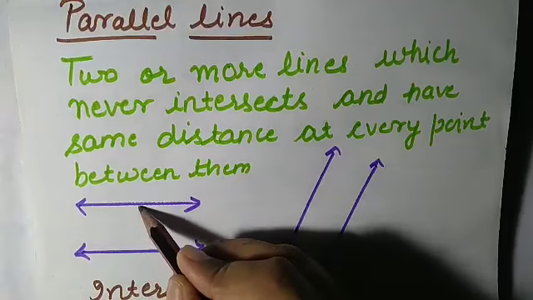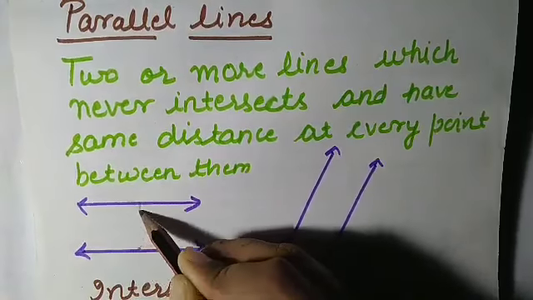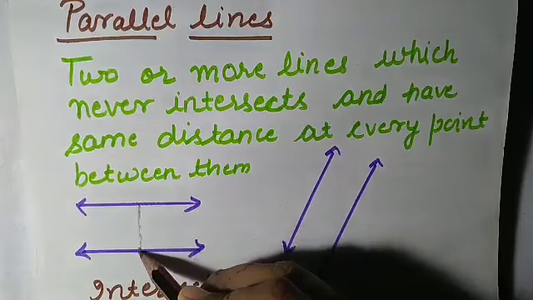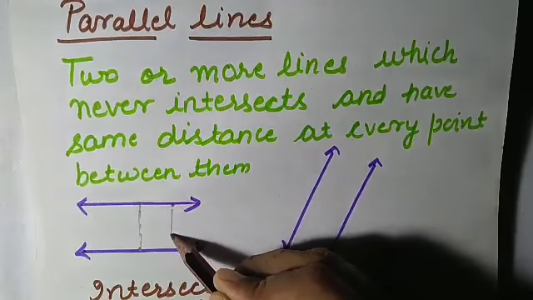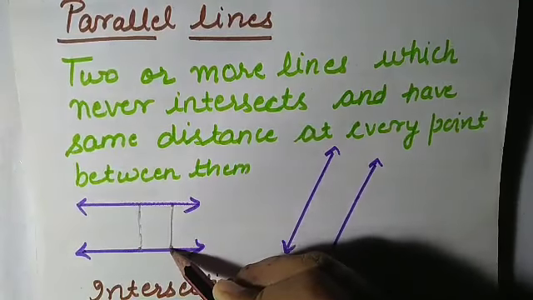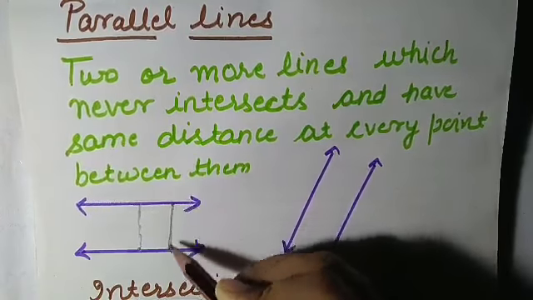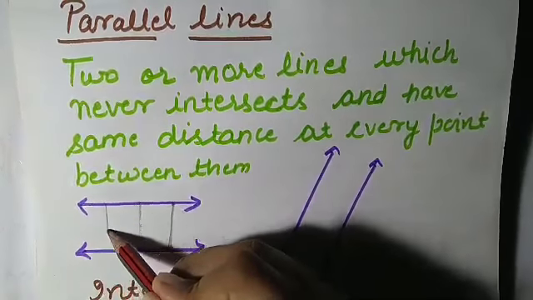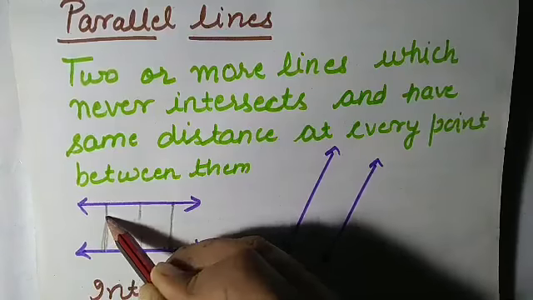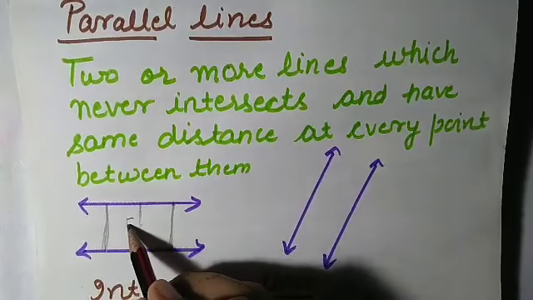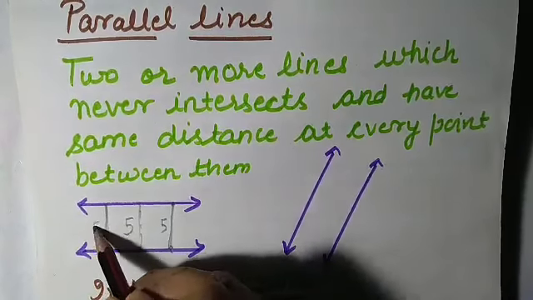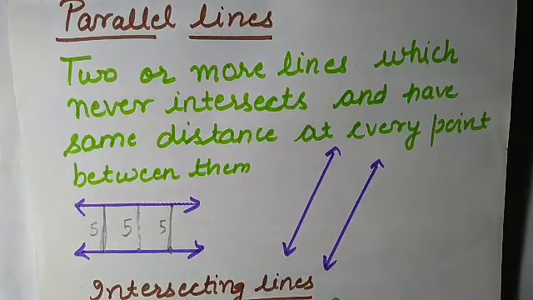If I am taking these 2 points, the distance of these 2 points, and if I am taking the distance at these 2 points, the distance remains the same. If this is 5, then this will also be 5, this will also be 5 centimeters if you are taking it in centimeters.